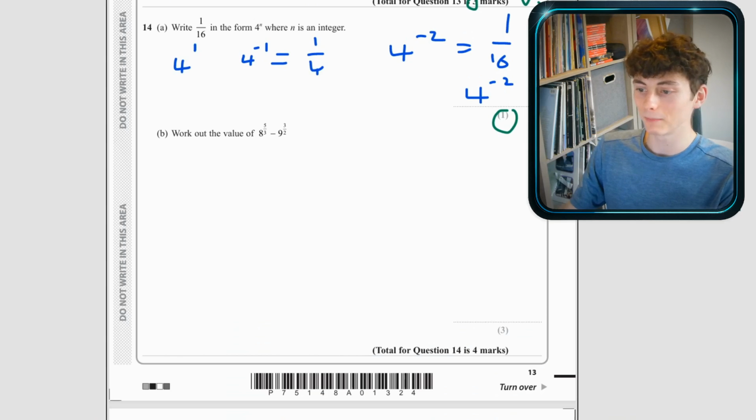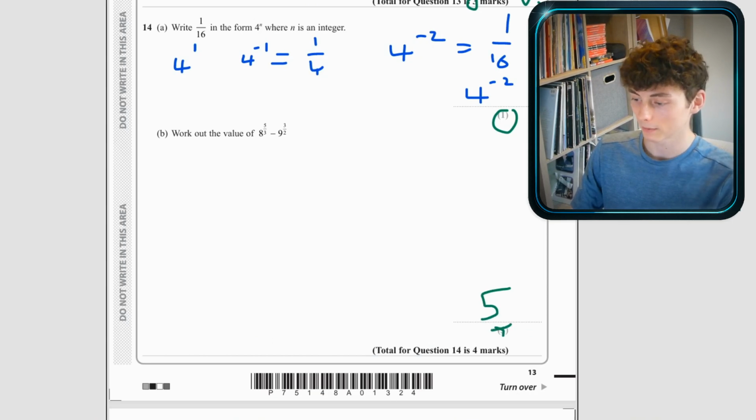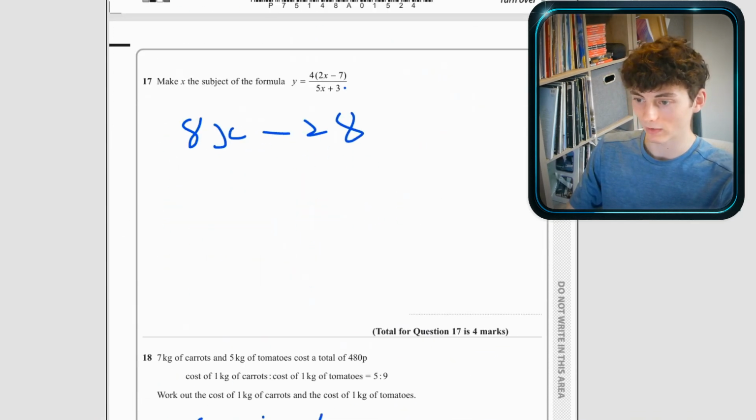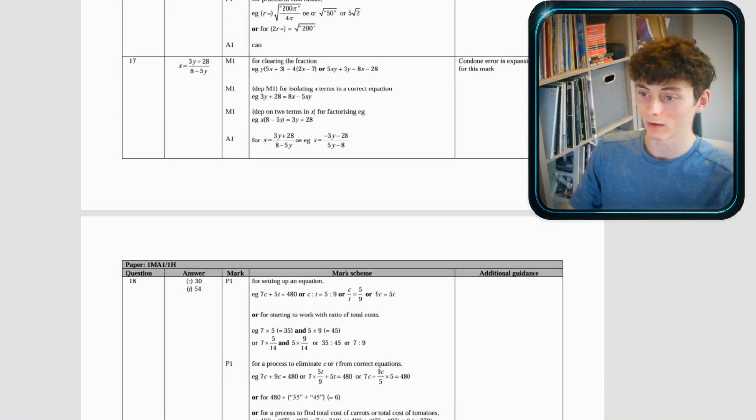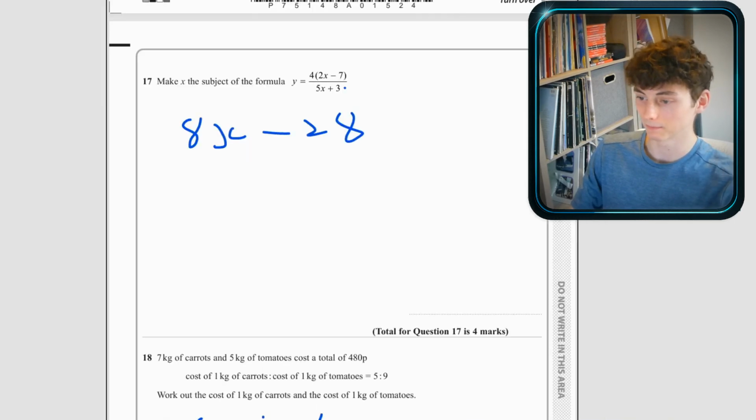Okay, question 14b, apparently it was 5. I might have been able to work it out eventually, but no, nowhere near. That's 3 marks dropped there. That's not good. Question 17, apparently the answer was x equals 3y plus 28 over 8 minus 5y. Sorry, I couldn't get that. It's a bit of a shame, but 4 marks as well. It's quite a big loss.